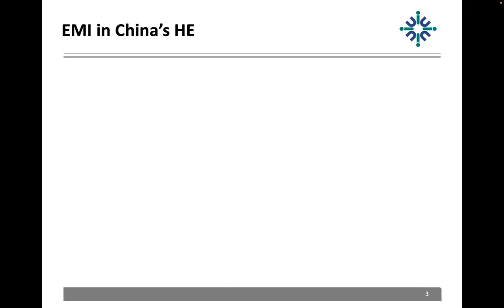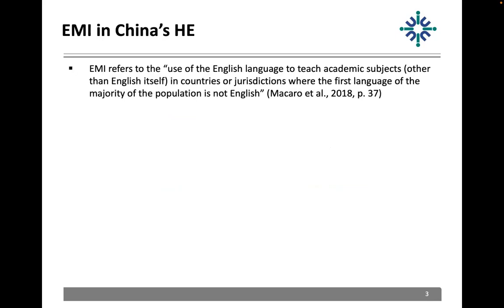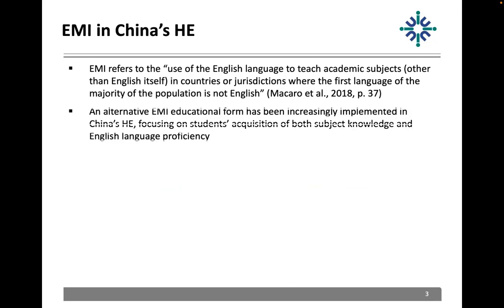So the first one, let's take a look at some background information about EMI in China's higher education. Here is the definition for EMI. As you can see, this refers to the use of the English language to teach academic subjects other than English itself in countries where the first language of the majority of the population is not English.